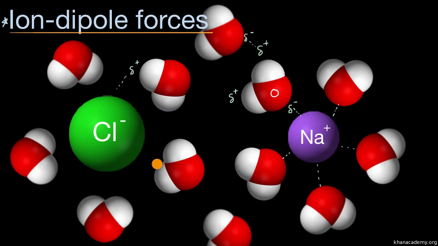And so water might arrange itself in this way, where the partial positive ends, the ends with the hydrogen, are facing the chlorine. And this is one of the reasons why it's so easy to dissolve sodium chloride, to dissolve table salt in water. Those ions are able to separate and be attracted to the water molecules, which are polar, which have molecular dipoles.